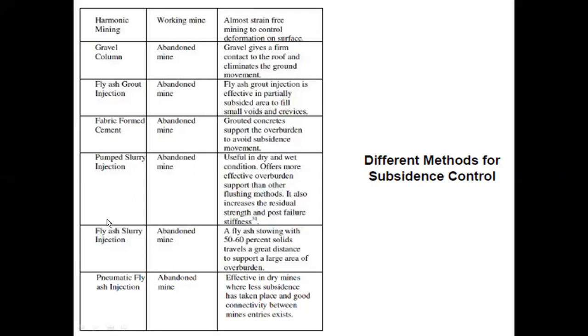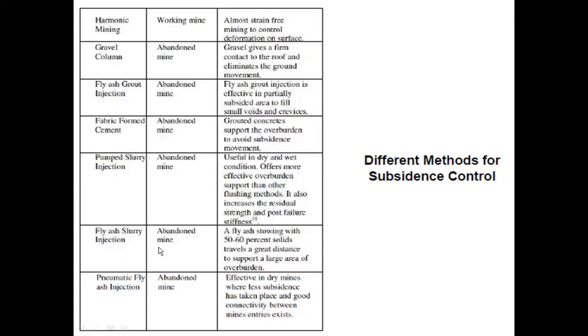Okay. Next one, pumped slurry injection. This is also used in case of abandoned mine. Here the slurry will be pumped by drilling a long hole from the surface. Used in dry or wet condition, it offers more effective overburden support than the other flushing methods. It also increases the residual strength of post-failure stiffness.